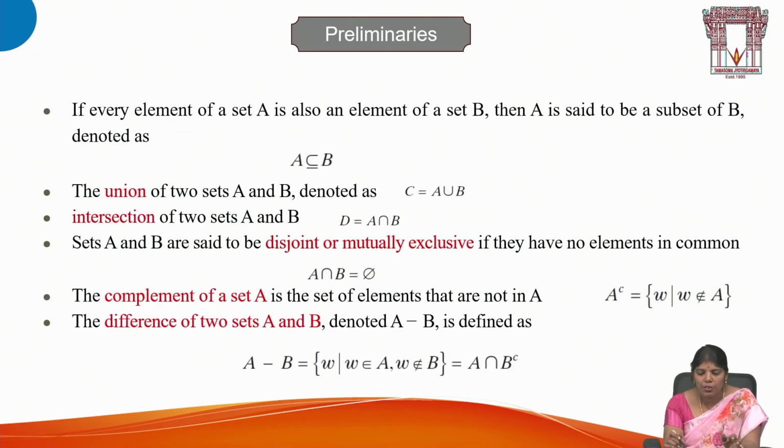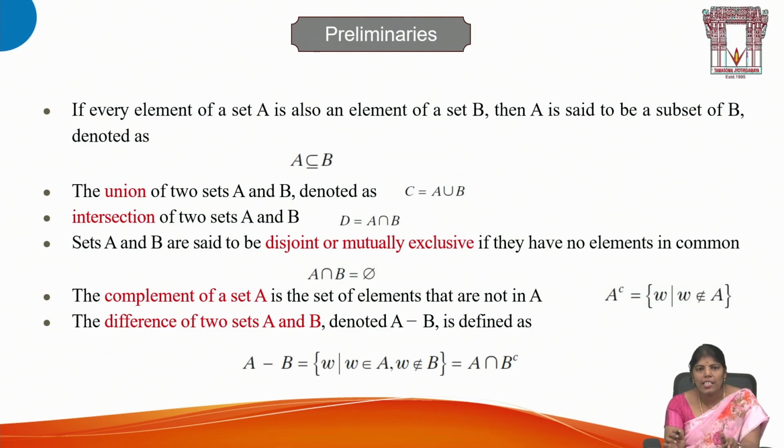And also we have how the elements belong. Capital A belongs to small b means every element of the set A is also an element of set B. Then you can say A is a subset of B. So this is the representation of A being a subset of B, meaning all elements of A are also present in B. And union means the two sets A and B come together, all combinations of the elements of A and the elements of B.